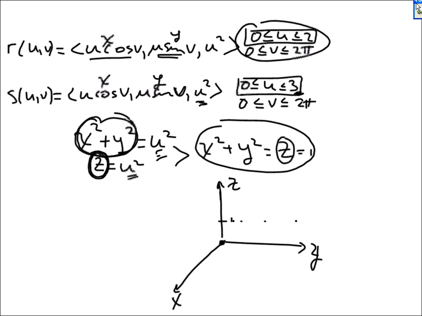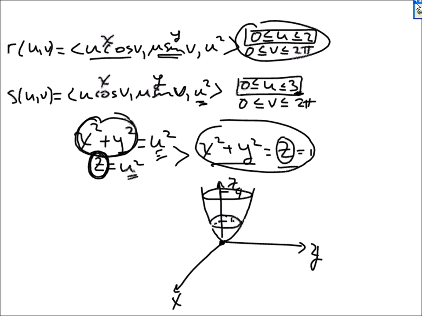You're only in this plane. Okay, x squared plus y squared is 1. Well, that's the circle of radius 1. It looks like that. Then later on, z is 4. X squared plus y squared equals 4. Well, that's a circle of radius 2. In fact, it's just going to look like that.